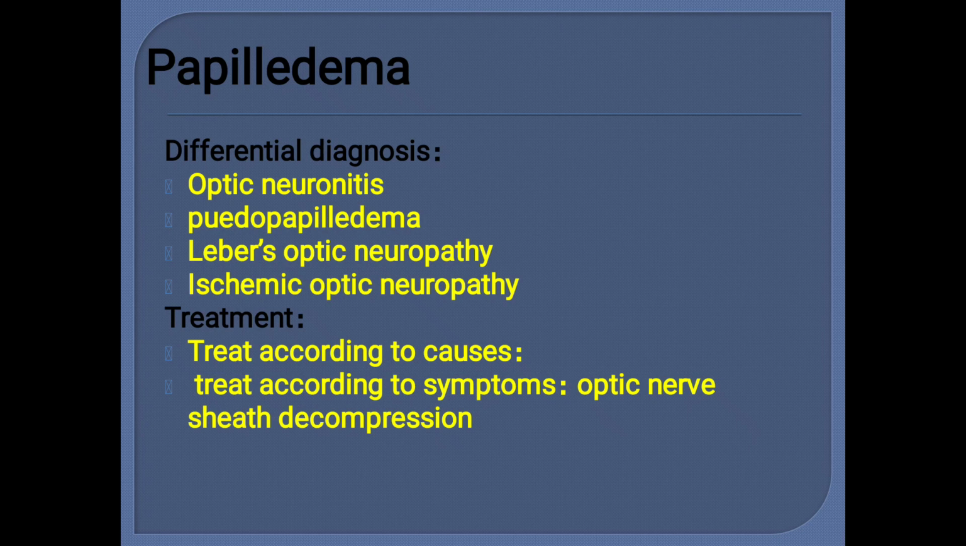So the first thing in papilledema is to find the cause, then treat the cause. And in some patients we have to do optic nerve sheath decompression to halt the vision loss. If the papilledema remains for 6 months, then the patient's vision will be irreversibly affected. We can reduce the intracranial pressure transiently by giving medicines like acetazolamide.